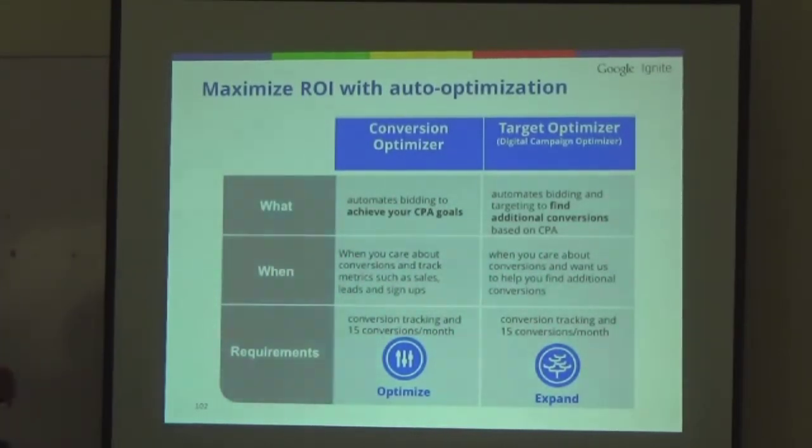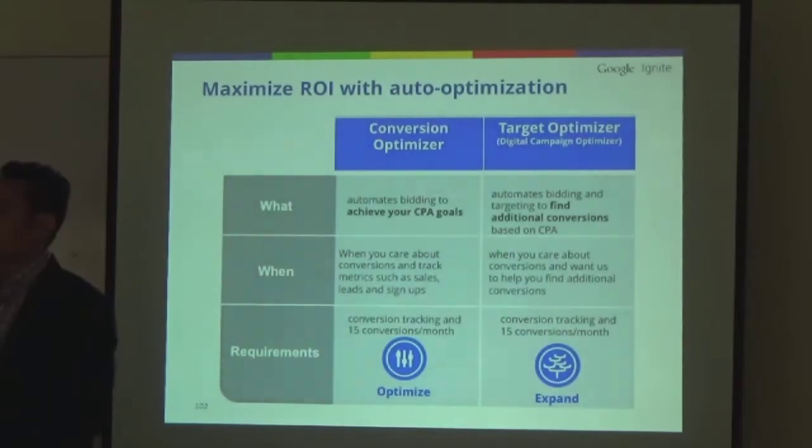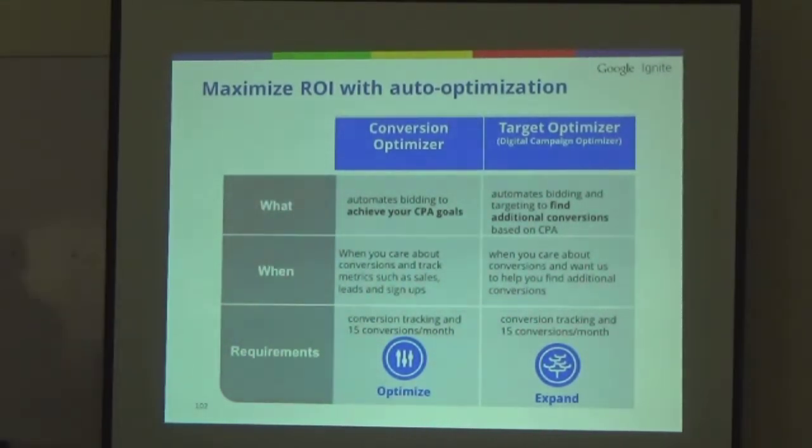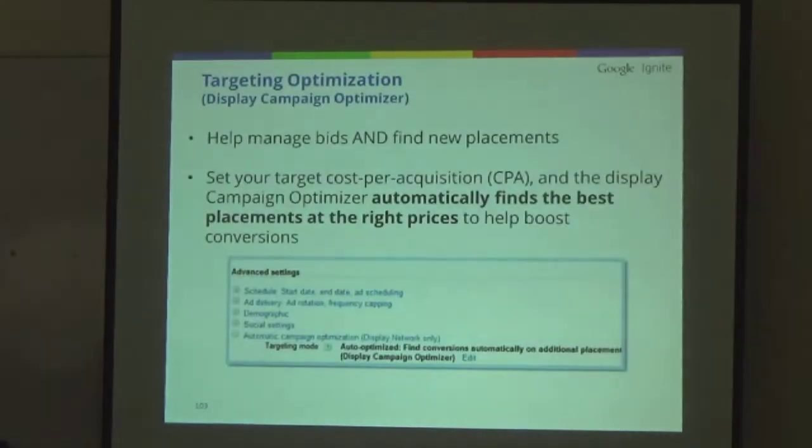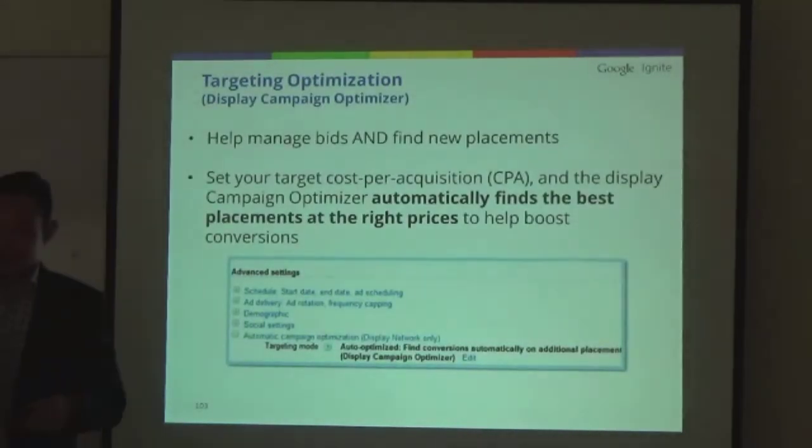So as you can see, the requirements are still the same. In order to use these auto optimization tools, you need at least a history of a conversion that has happened in the past month, in 30 days, and you need to have the conversion tracking code installed. Without those, you cannot maximize or leverage upon these two to the fullest.